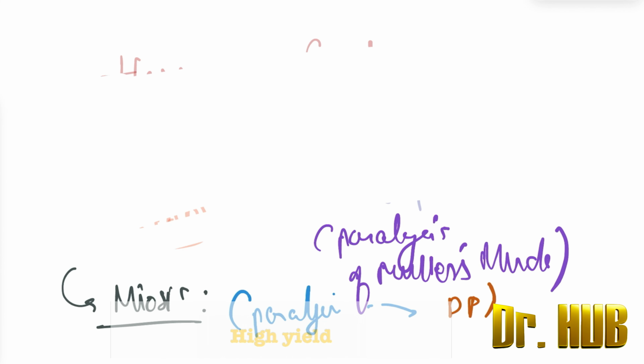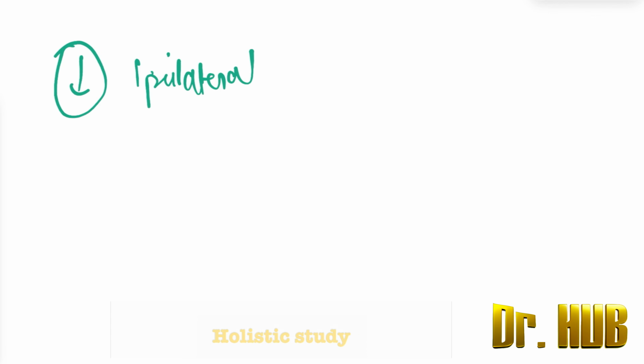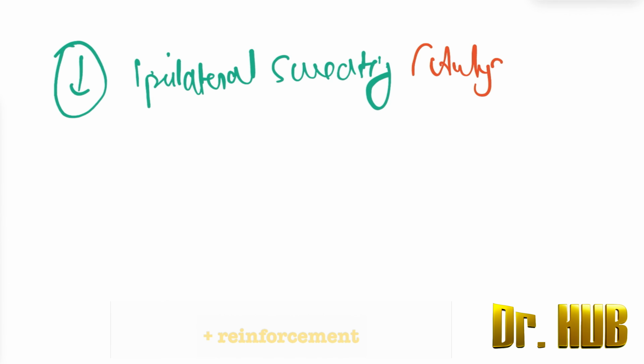So we have seen the triad, we have seen two components. Now the third component that we see is a reduced ipsilateral sweating, and this in common terms is known as anhidrosis.